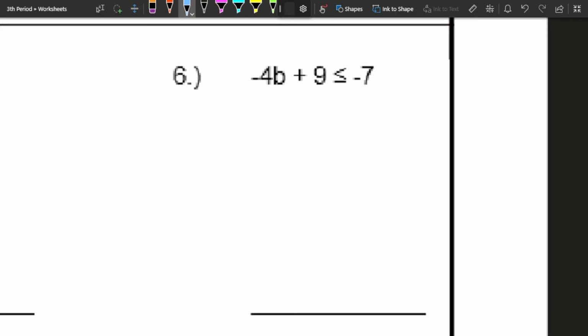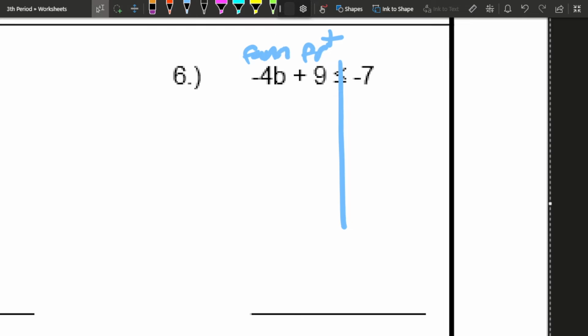Same thing. Make your line. Okay? We identify friends and family. Who's the friend? 9. So 9 is the friend. Is adding. Very good. Who's the family? Negative 4v. Very good. Family. And is doing what? Is multiplying. Okay? Number and a letter together.